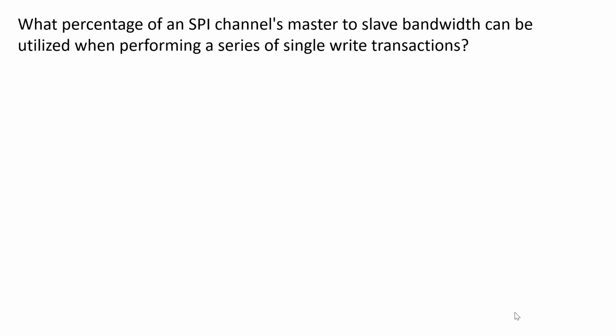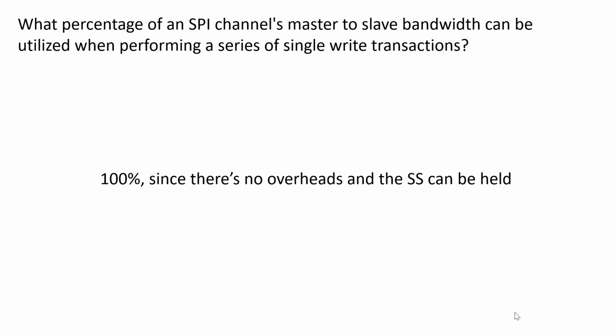Okay, so the first question on the quiz was: what percentage of an SPI channel's master to slave bandwidth can be utilized when performing a series of single write transactions? It's master to slave bandwidth, so it's bidirectional. But this question is asking how much of the bandwidth in one direction can be used. You can, in theory, achieve 100%, because unlike UART, there's no control bits that have to be transacted.